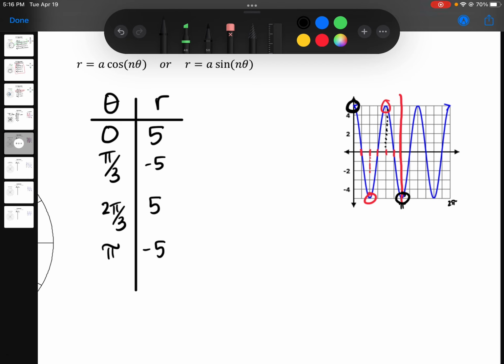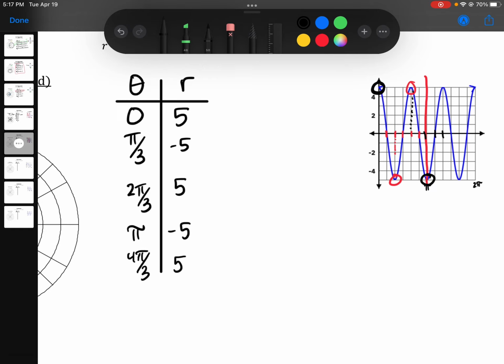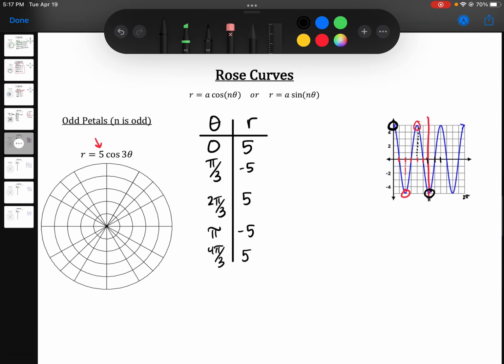And at, this is, so that was a 2/3. So, and that's 3/3, or sorry, yeah, 3/3 or 1 pi. So this next one would be 4/3, which would be at 5, and so on. But I'm going to show you something before I even do the rest of them.